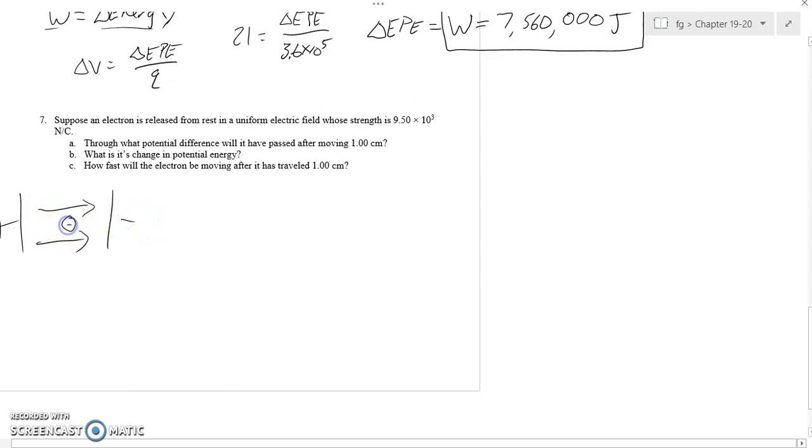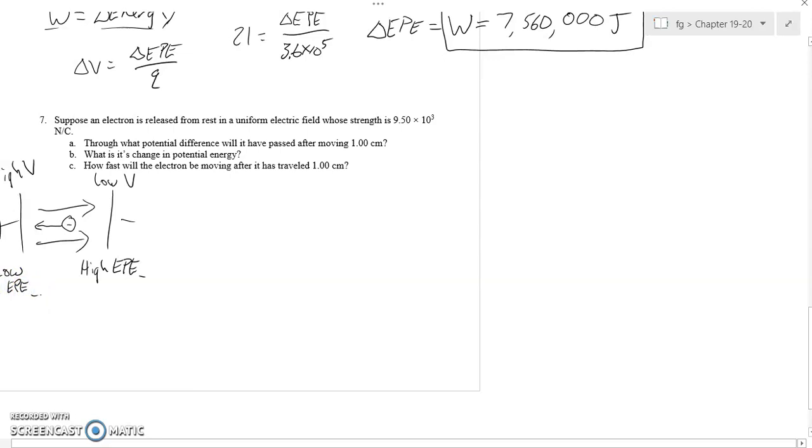We have an electron released. Well, which way is the electron going to go? It's going to be attracted to the positive, repelled from the negative, so it's going to move this direction. Again, we know positive side, high electric potential always, negative side, low electric potential. Now, because it's a negative charge, it's going to have high potential energy at the negative side, and it's going to have lower electric potential energy at the positive. Okay, so we get the picture.